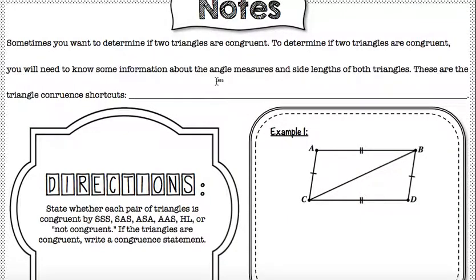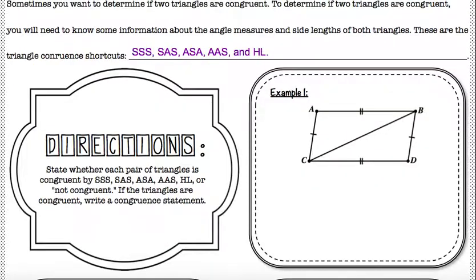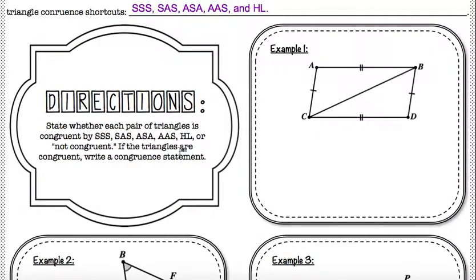You will need to know some important information about the angle measures and the side lengths of both triangles. These are the triangle congruent shortcuts. Okay, so they are side, side, side, side, angle, side, angle, angle, angle, side, and hypotenuse leg. All right, so underneath are a bunch of examples, and this is how you're going to learn to understand which ones are side, side, side, and all of these other options, by seeing a bunch of examples.